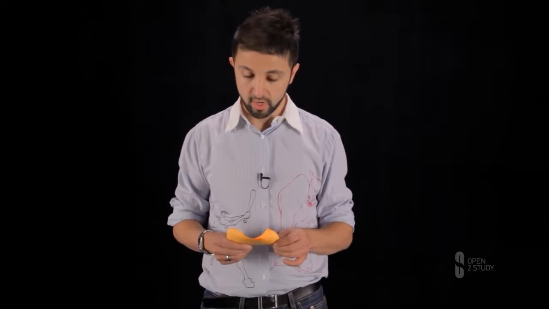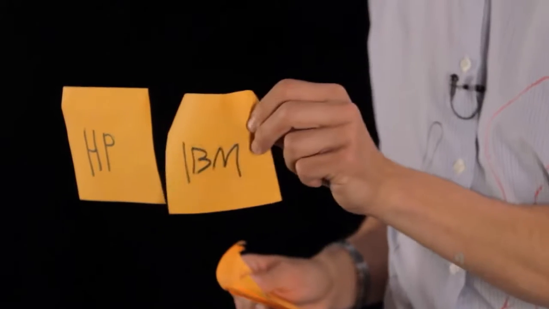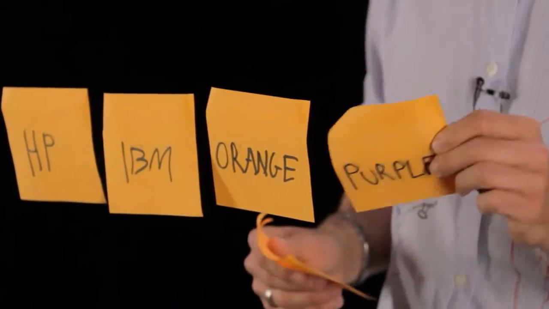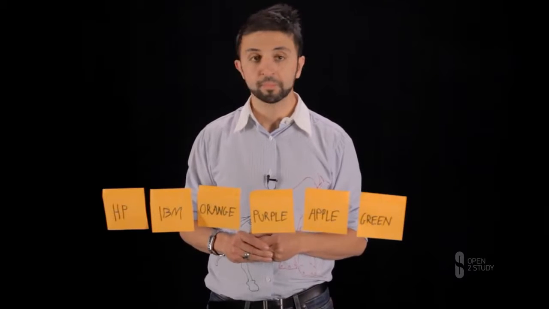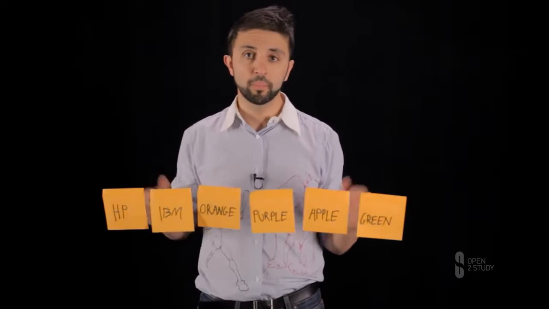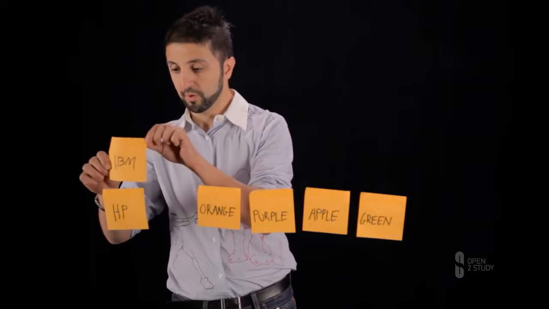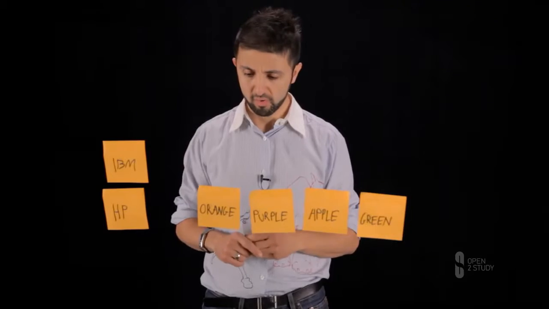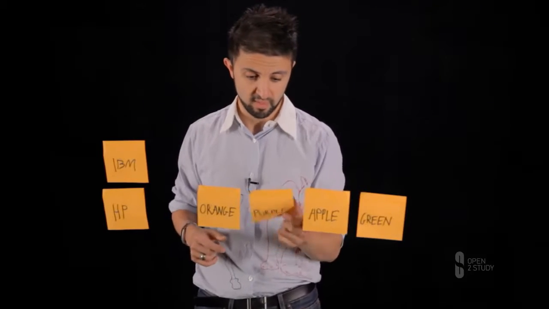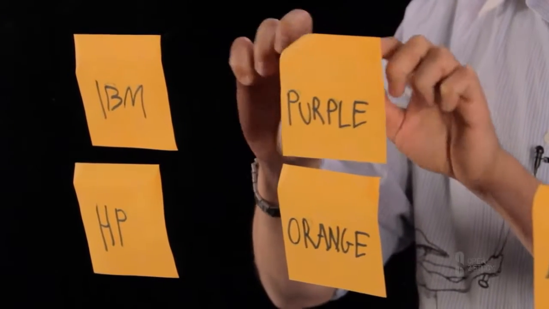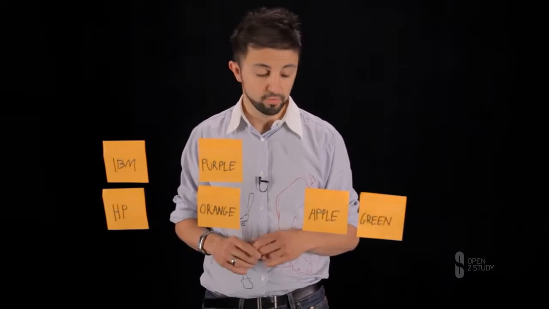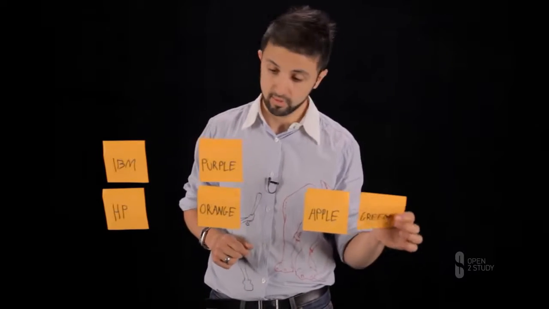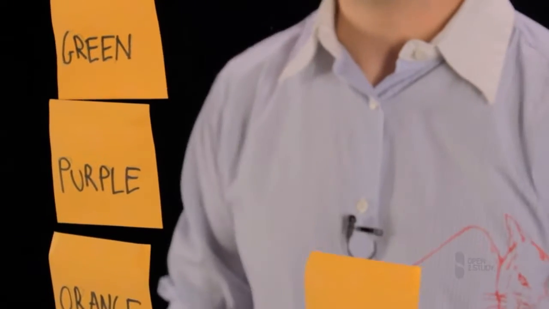Let's imagine you have a website that has these 6 pieces of information. Now, you will probably recognize the words on this. And if I ask you to group them together, you might go, well, that's pretty easy. Hewlett-Packard and IBM are computer manufacturers, so I'll group those together. You might go, well, orange and purple, they're colors, so I'll group them together. That's easy. And also, apple is a fruit. I'll keep that by itself. And green, well, that's another color. So I'll move that to here.